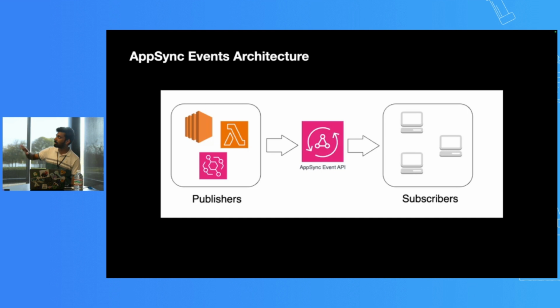And here's a sample architecture with AppSync Event API. So you have publishers on the left, and these could be your backend services like Lambda, EC2, or EventBridge, and they're publishing events to the AppSync API. And on the right hand, you have subscribers, which are all the client applications that are connecting over WebSocket APIs to listen to those events. Notice in the middle that AWS manages the connection handling, message routing, scaling all for you. So you focus on your app and not on the infrastructure.